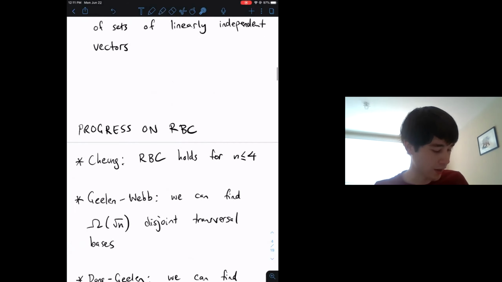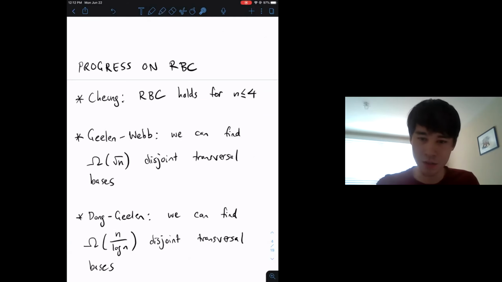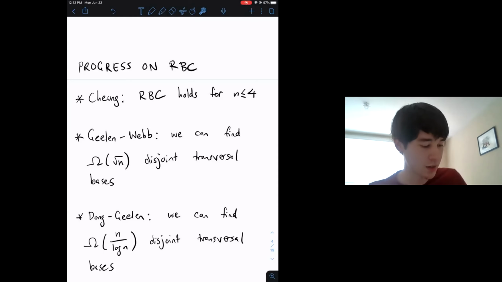Another direction, which I like, is that, well, if I can't find n disjoint transversal bases, how many can I find? What kinds of lower bounds can I give? So to my knowledge, there are two things proved in this direction before us. The first was by Gillen and Webb, who managed to show that there are of order square root n many transversal bases in the same setting where I've got n bases of size n. And the second was by Dong and Gillen, in which they proved there are of order n over log n many disjoint transversal bases.